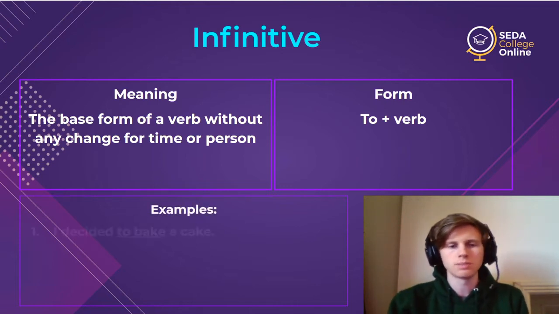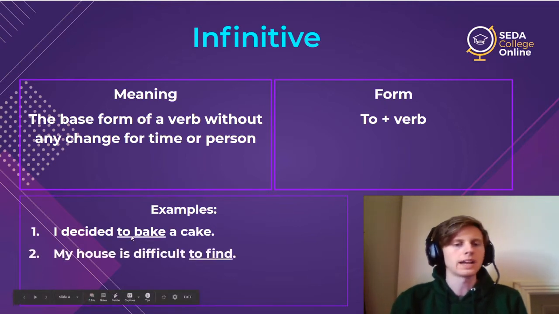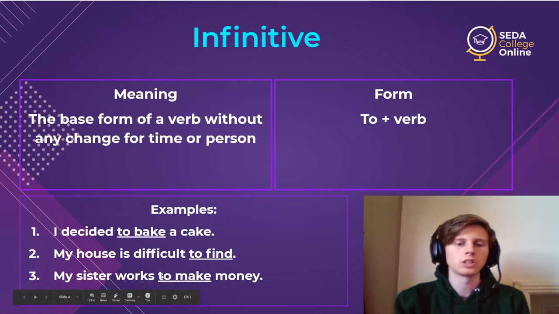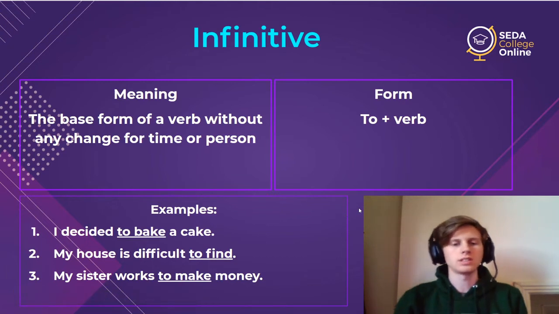Something like, I decided to bake a cake. Here we have the infinitive, to bake. My house is difficult to find. Infinitive here, to find. And my sister works to make money. So here we have to make as the infinitive. And so that's all these are. These are verbs with their to preposition, so that they don't have time, they don't have person.